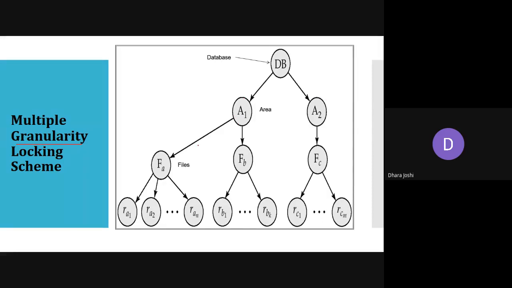Areas can be further divided into files. If we have one area, it can be divided into multiple files. Like A1 area is divided into FA and FB, these two files, and A2 area is divided into FC file. One file can be further divided into records. So one file has multiple records, and a record means nothing but a particular row.